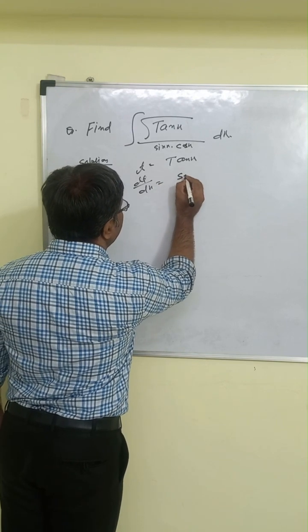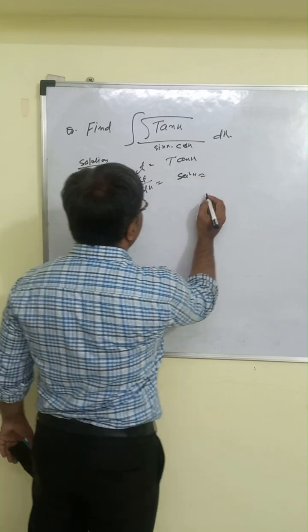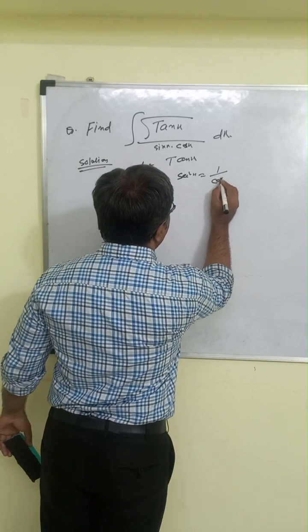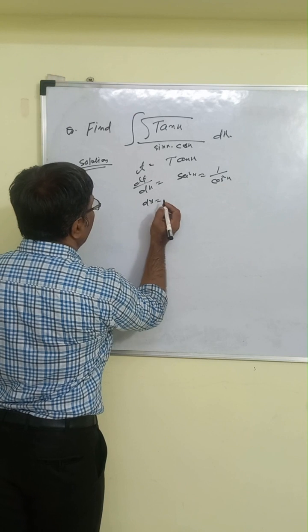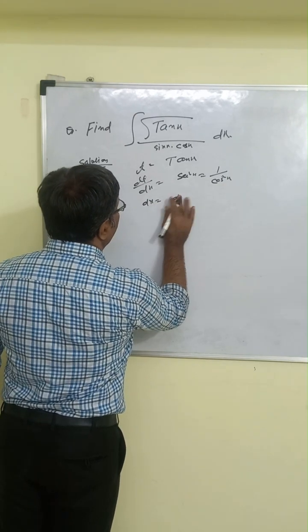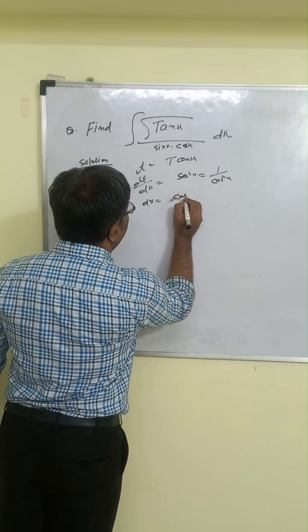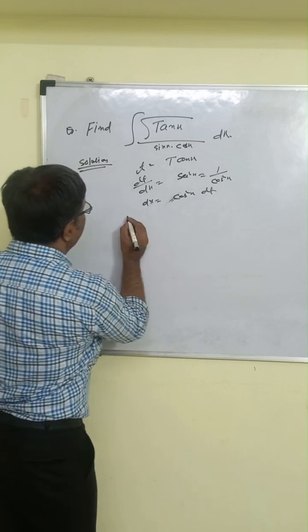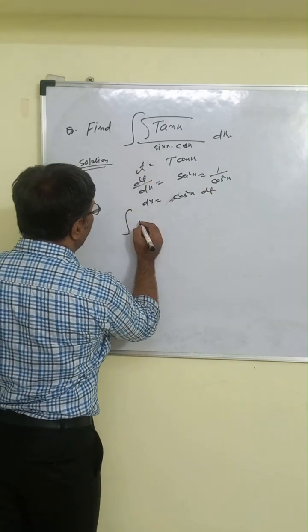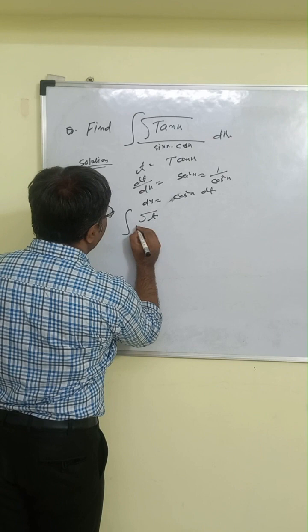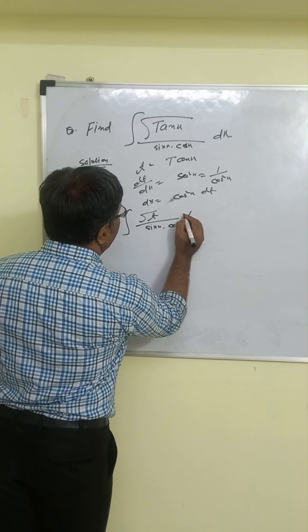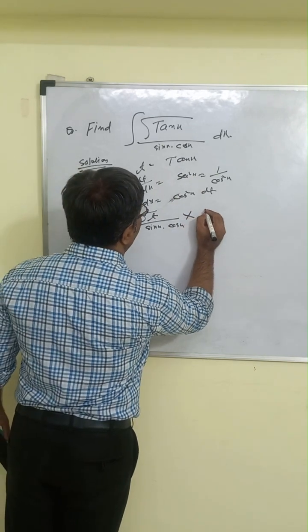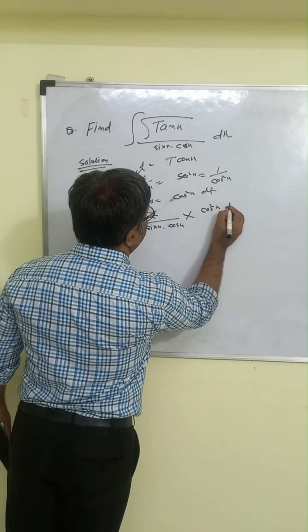So dt by dx is what? Differentiation of tan x is sec square x, or you can say that is 1 by cos square x. So we can find dx equal to what? That is cos square x dt. So we can put root tan x, so we can find root t, and upon this is given sin x into cos x, and this is dx, so we can put cos square x dt.